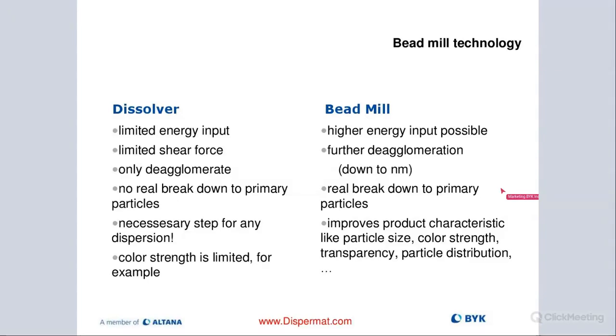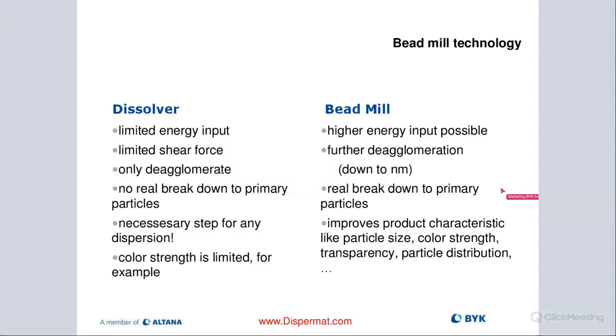That will really help us go from the aggregate level down to the primary particle size. We can go with the horizontal bead mill well below 100 nanometers. Certain applications require it. It's no problem, but you have to really use the right media size to get you down there. And that will then give us the best looking product.